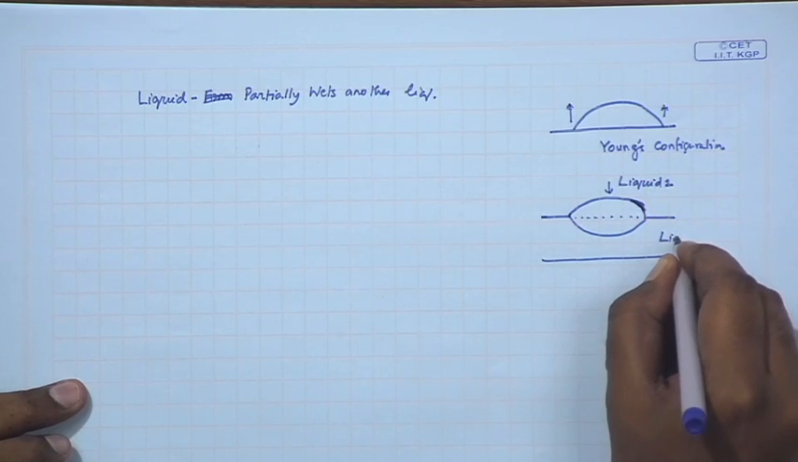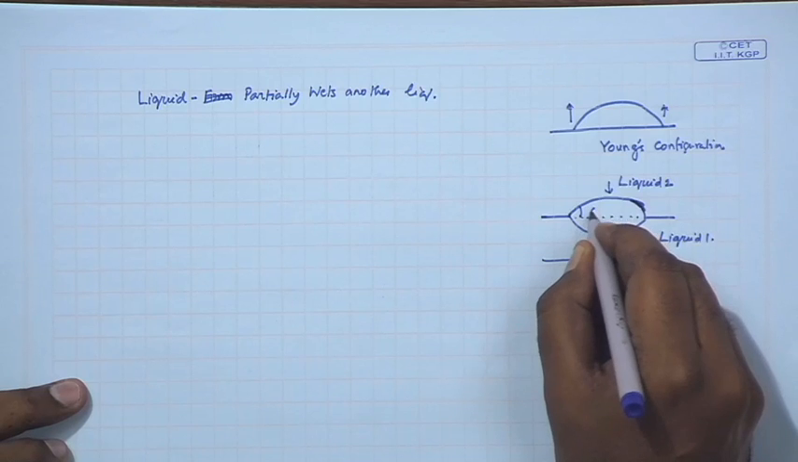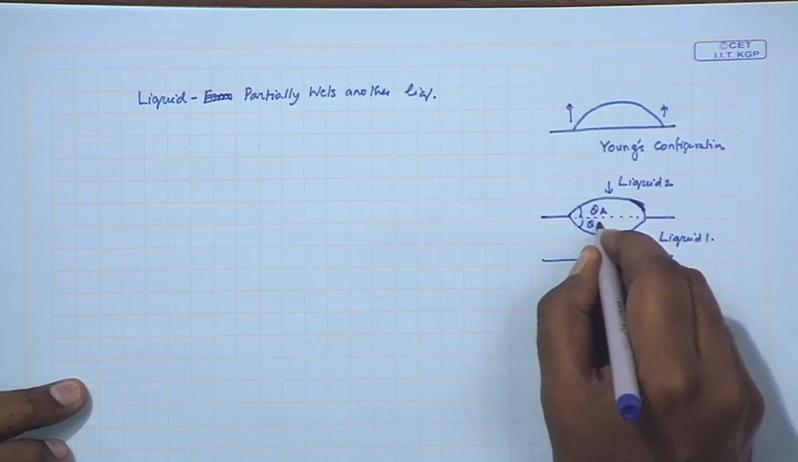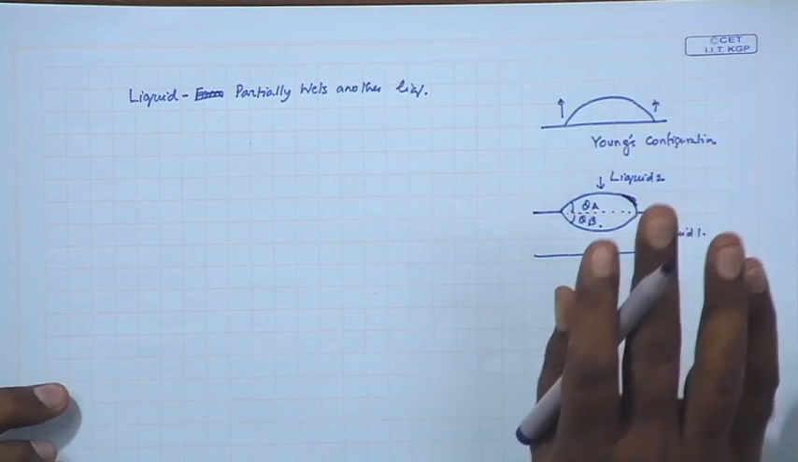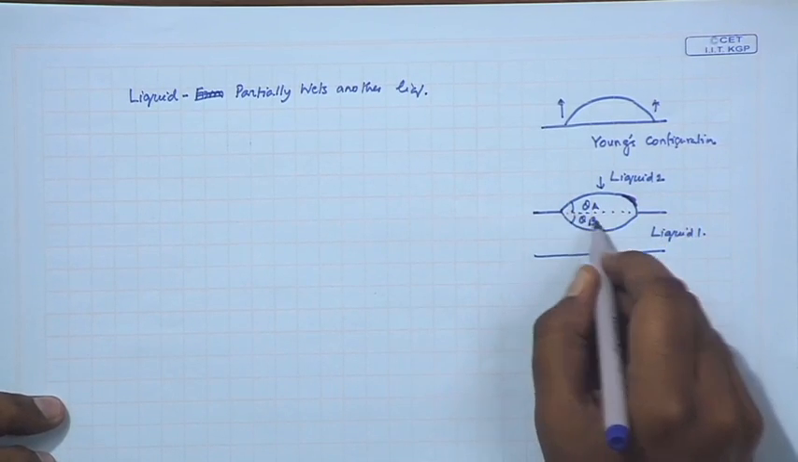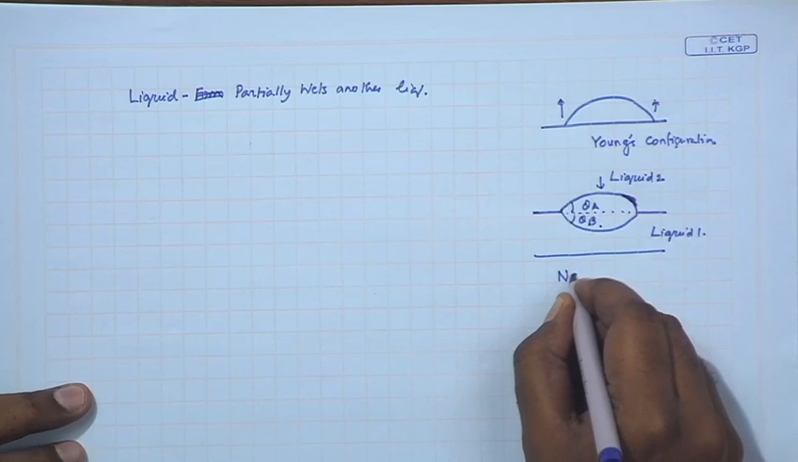on an intact layer of liquid 1. Let us not talk about it, leave it. But this configuration is called the Neumann configuration.